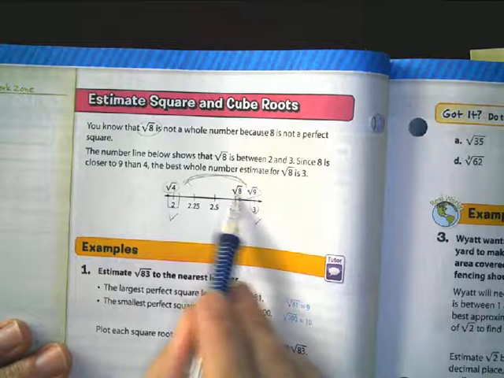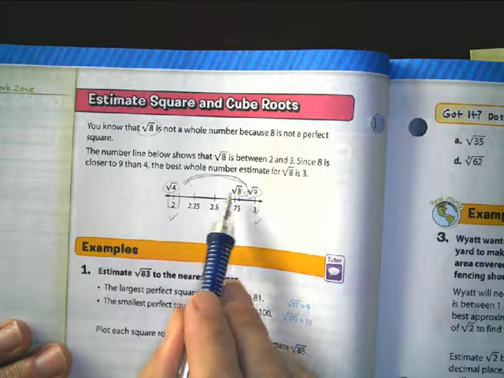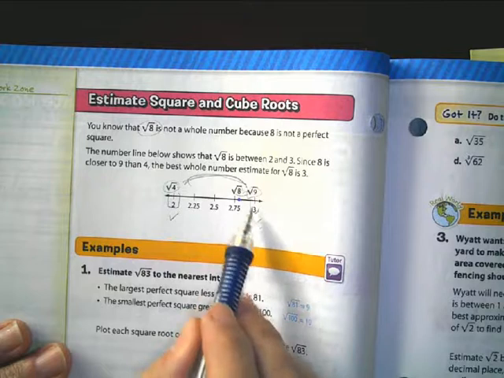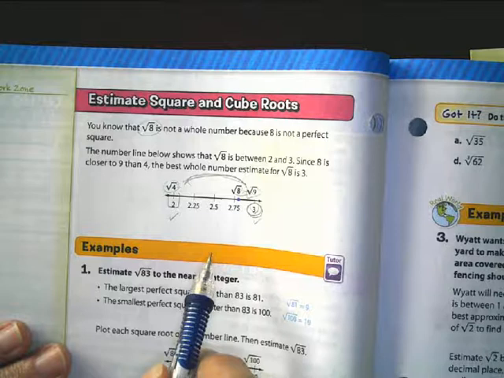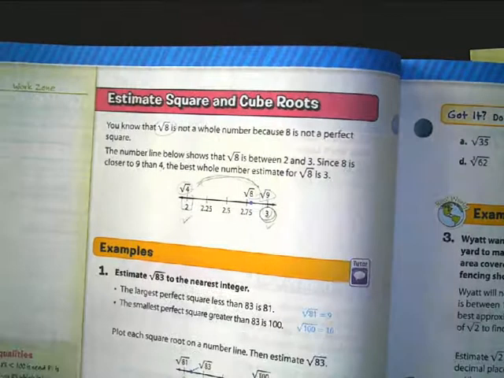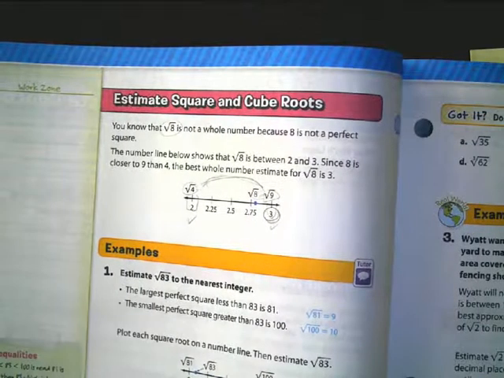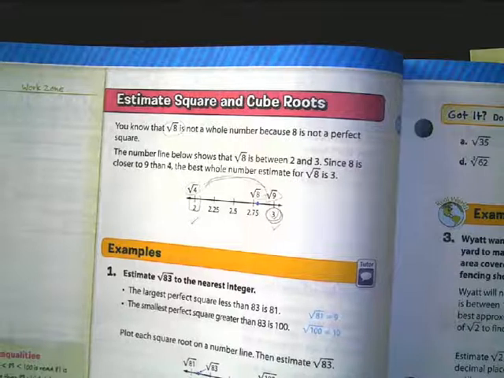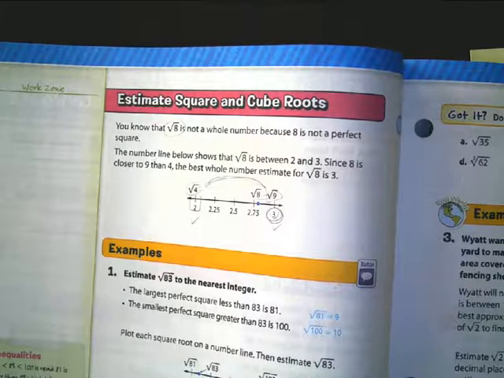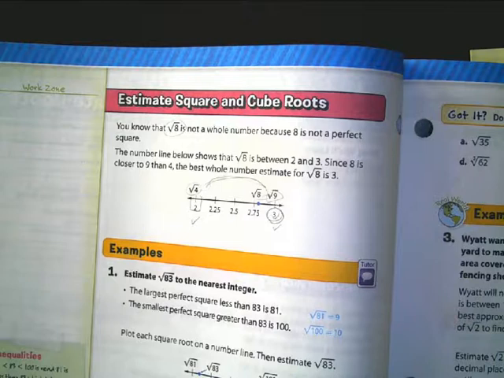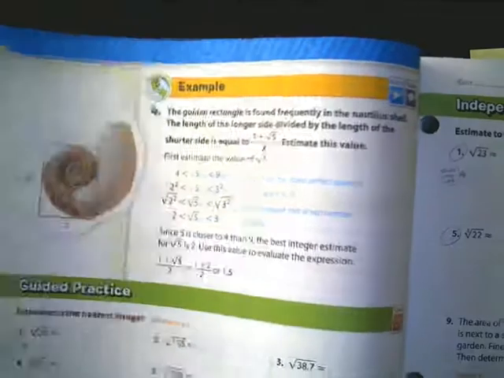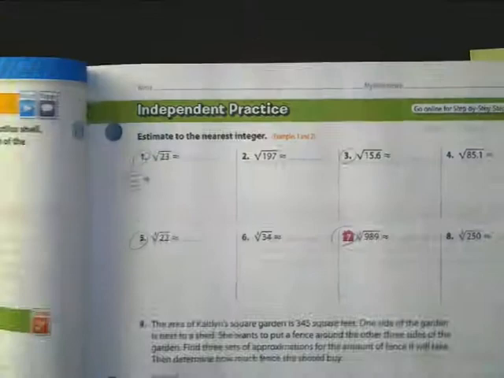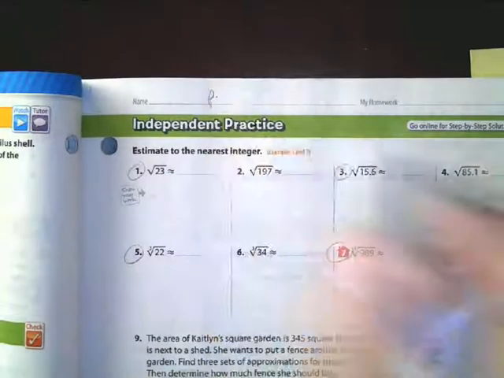And since the number 8 happens to be closer to 9 than it does to 4, we would say that a good estimation for the square root of 8 would be 3 because it's a little bit closer over there. Again, it's an estimate, it's not the actual number. You could use a calculator to find out what the square root of 8 is, but that's not the point of the lesson today. You have to be able to estimate that, and it's one of your standards for 8th grade. So let's take a look at some samples today that are on your homework on the independent practice on page 85 and on from your textbook here.